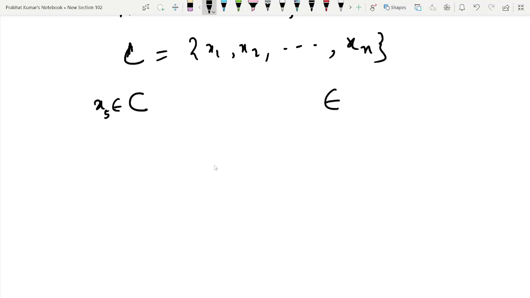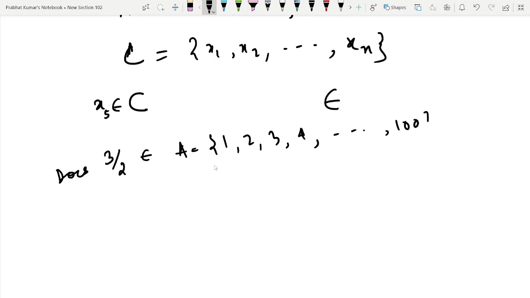Suppose let's ask one question. Does 3 by 5 belong to this set A, which is 1, 2, 3, 4, and the set of all natural numbers till 100? Does 3 by 2 belong to this? No.